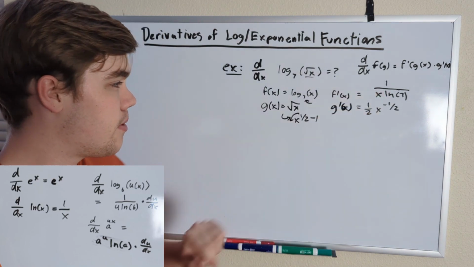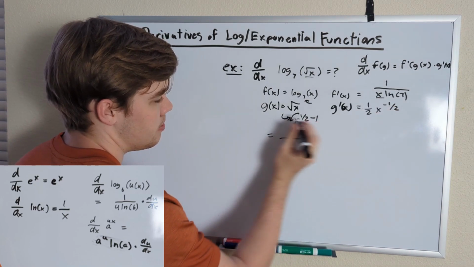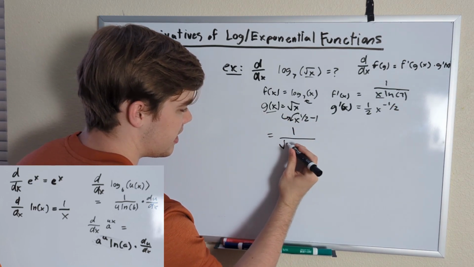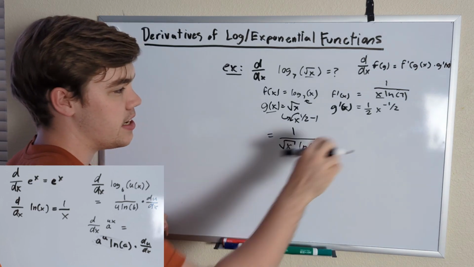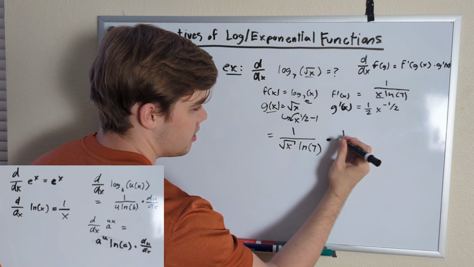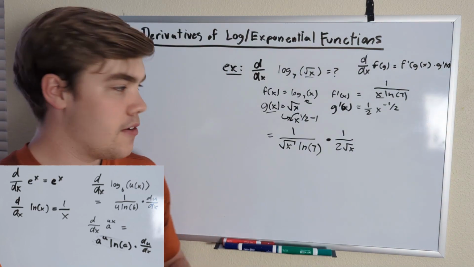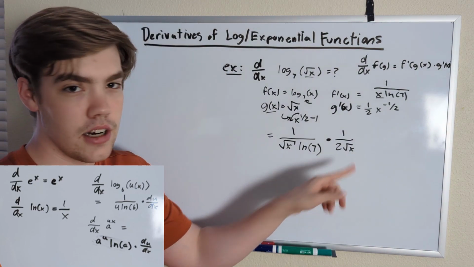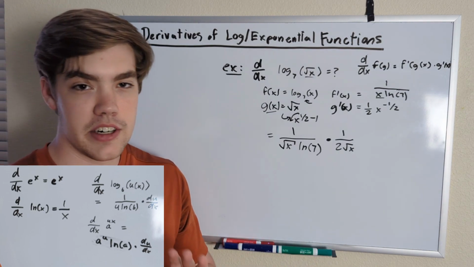So first of all, our f prime is equal to 1 divided by, and now for x, we need to plug in g of x, so this is square root of x, times natural log of 7, and then we need to multiply that by g prime of x. So we need to multiply this by 1 divided by 2 square roots of x. Here's something fun about square roots. If we multiply the square root of something by itself, or in other words, a square root times the square root of the same thing, it just turns into whatever is under the square root.